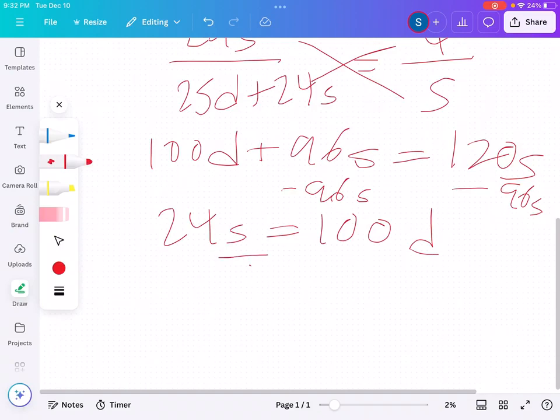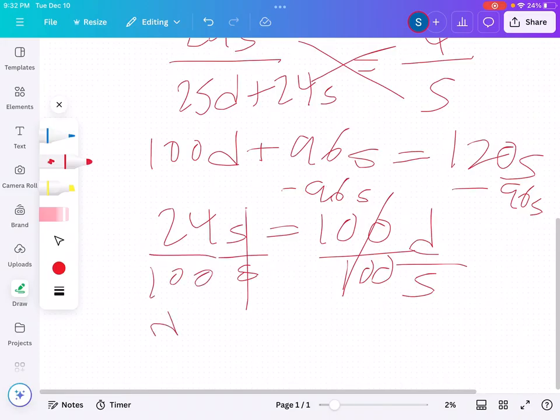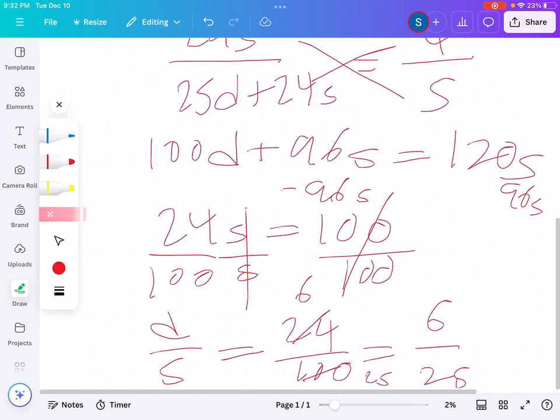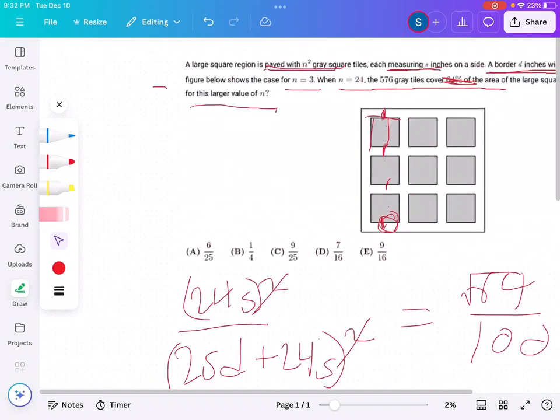And we can finally get our d over s because we divide both sides by s and both sides by 100. So this cancels out, this cancels out. So we get d over s is equal to 24 over 100, right? We automatically get that proportion, which if you divide by 4 top and bottom, is 6 over 25. Our answer is going to be 6 over 25. Now, sure enough, we can go up and see 6 over 25 is our answer.